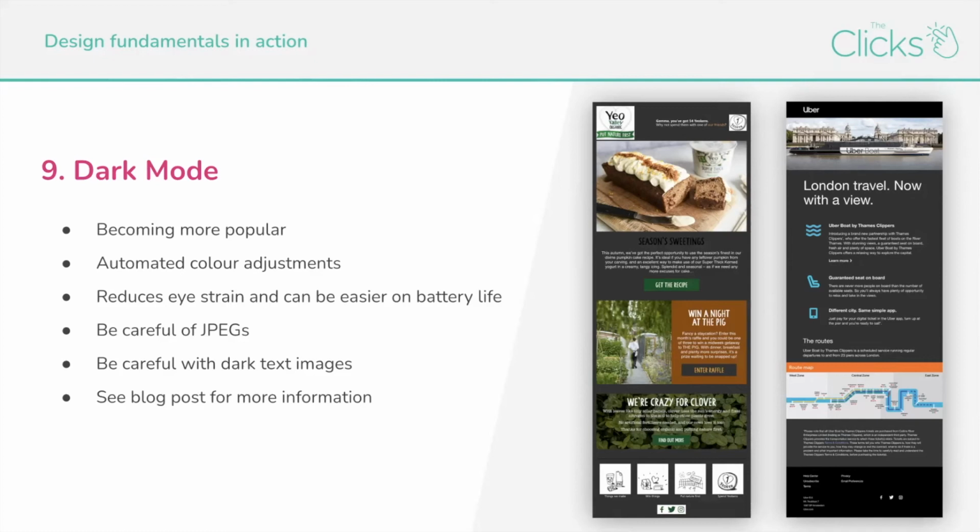But if you were to add a border around that, a white border, then it would look normal in light mode, but it would just make sure that image is easy to see in dark mode. And I've recently done a blog post all about dark mode where I've gone further into detail on each of these. So if you are interested, then you can look on the Communicator blog for more information and examples.